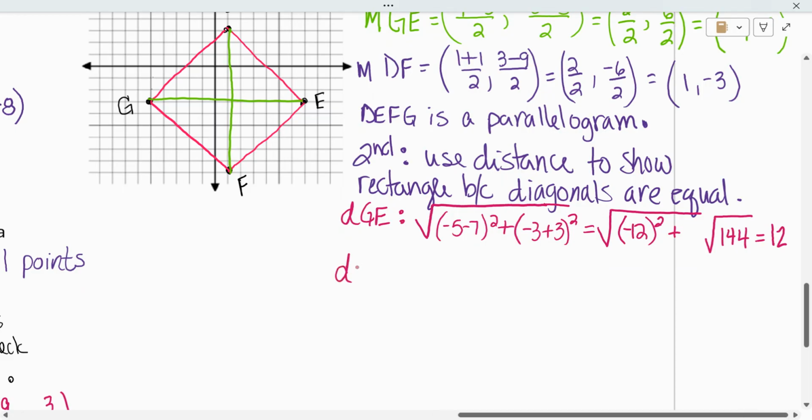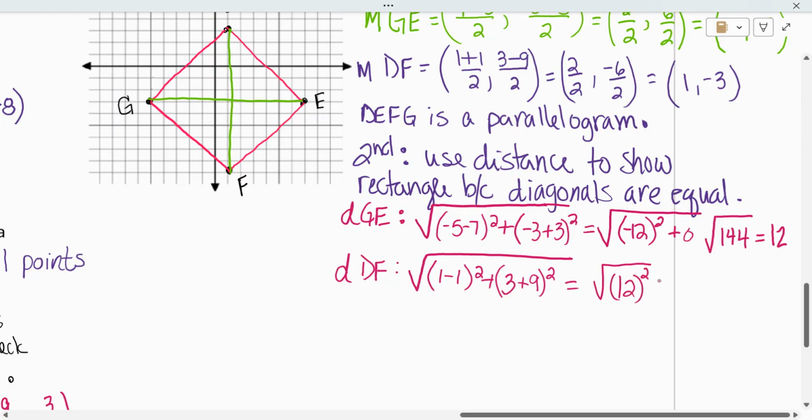Now let me show the distance from D to F. Okay, D to F. Let's see. So D to F. 1 minus 1. Whoops. Those are my x coordinates. The quantity squared plus 3 minus a negative 9, which is plus 9, the quantity squared. Well, 1 minus 1 is 0. And 3 plus 9 is 12. So 12 squared is 144. And the square root of 144 is 12.